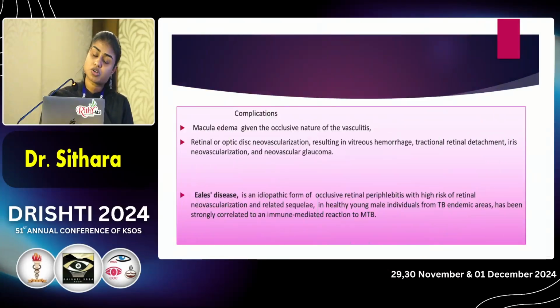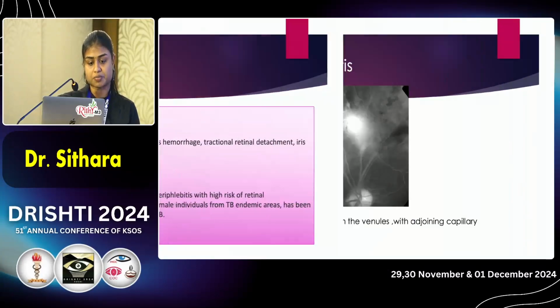The complications of occlusive retinal vasculitis could be macular edema, and since it's occlusive in nature, it could have retinal and optic disc neovascularization resulting in vitreous hemorrhage, tractional retinal detachment, iris neovascularization and neovascular glaucoma. Eales disease is an idiopathic form of occlusive retinal periphlebitis with a high risk of retinal neovascularization and related sequelae in young healthy individuals from TB endemic areas, and has been strongly correlated to an immune-mediated reaction to Mycobacterium tuberculosis.